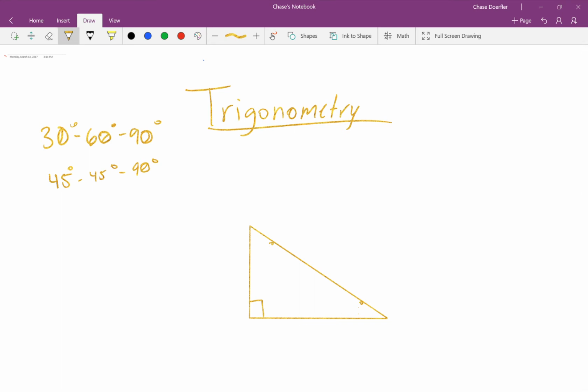And now for the 45, 45, 90. Let me put those on the screen. Both of the legs will equal x, and then the hypotenuse is going to equal x radical 2, and that will be your 45, 45, 90 triangle.